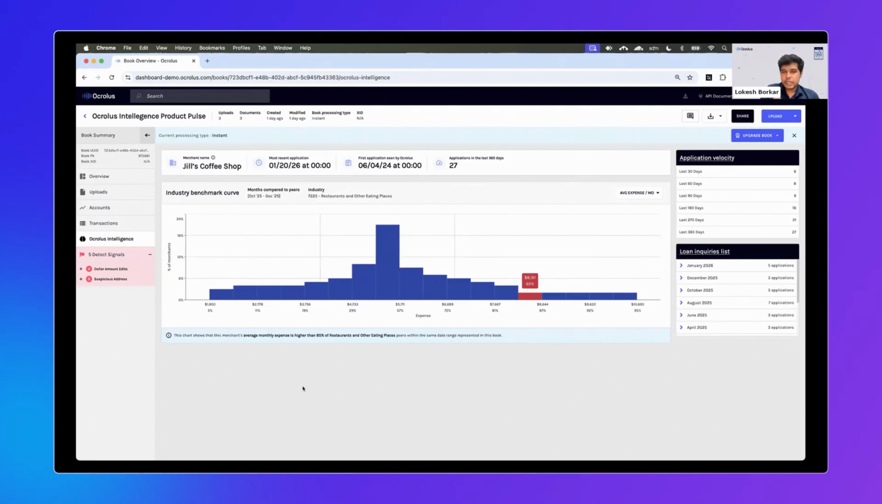This is exactly how benchmarking helps underwriters, not only by giving a single answer, but by helping them validate their hypotheses and assumptions and add more confidence to their decisions. David, back to you. If you have any questions, happy to answer.